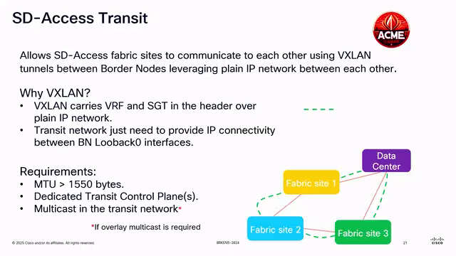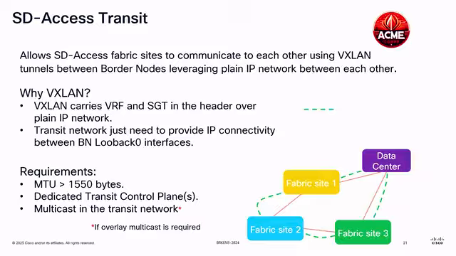Obviously, again, there are some trade-offs. What are these? Well, MTU, right? We're putting the traffic between the sites into VXLAN. VXLAN adds 50 bytes, so the normal MTU needs to be increased.